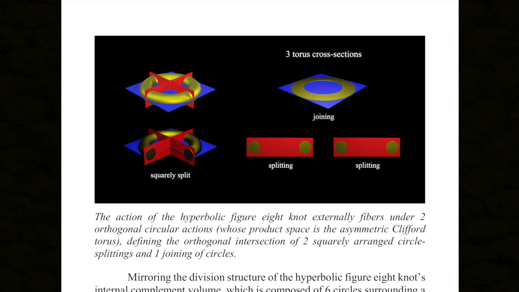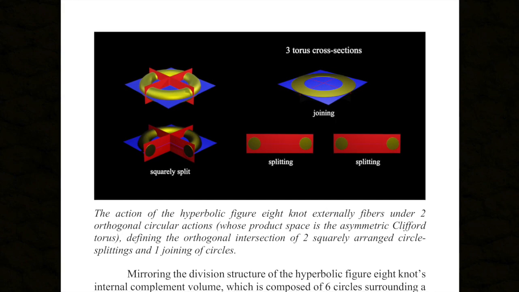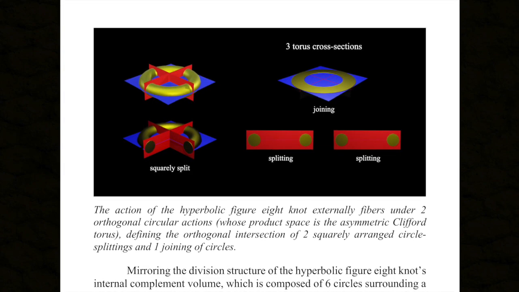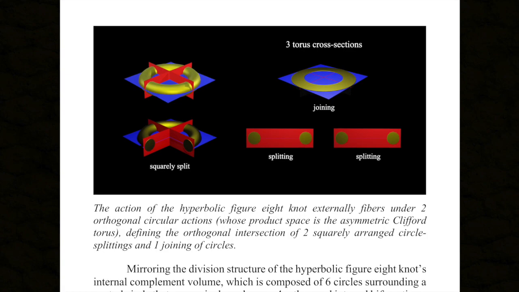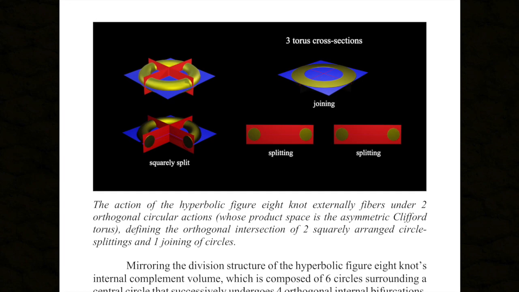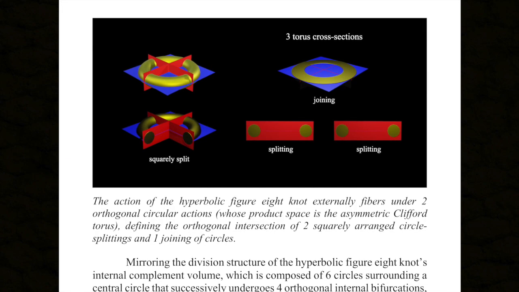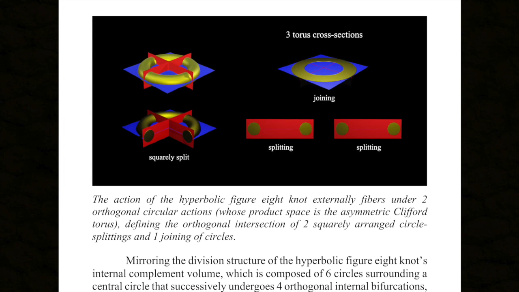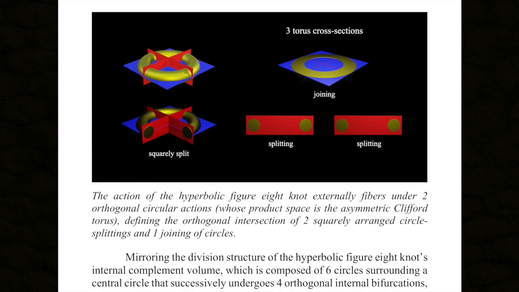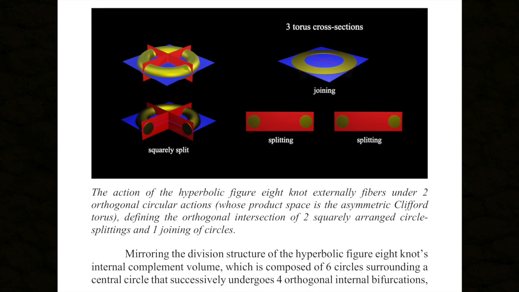Okay, asymmetric because they're different scale and size. The circles are not the same size. And this defines the orthogonal intersection of two squarely arranged circle splittings and one joining of circles. If we try to just draw a simple torus here, we can slice up the torus to show how the torus itself is in three different planes, defining two circle splittings and one circle joining, or one joining of two circles and two splittings of two circles. This one geometric balance maintains all of those actions at once.